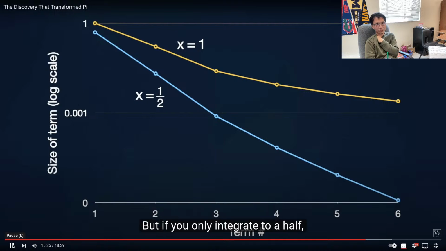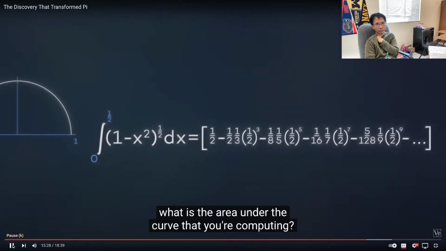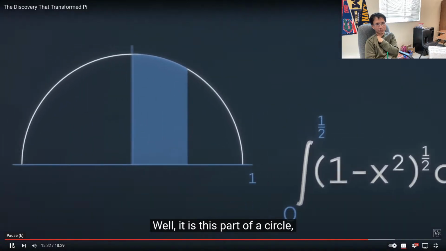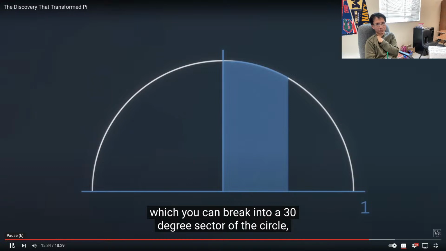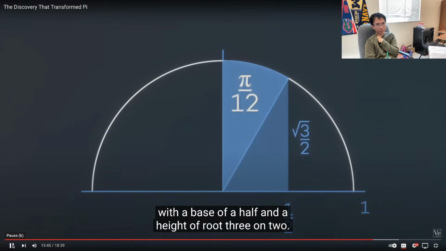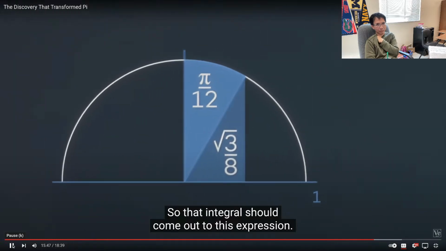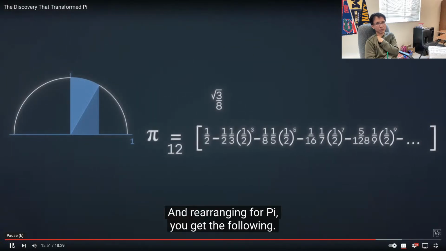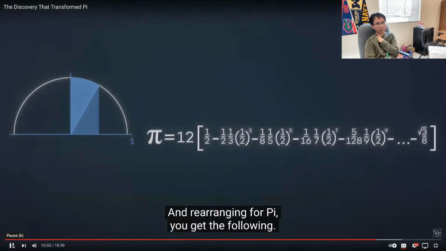But if you only integrate to a half, what is the area under the curve that you're computing? Well, it is this part of a circle, which you can break into a 30-degree sector of the circle, which has an area of pi on 12, plus a right triangle with a base of a half and a height of √3 on 2. So that integral should come out to this expression. And rearranging for pi, you get the following.